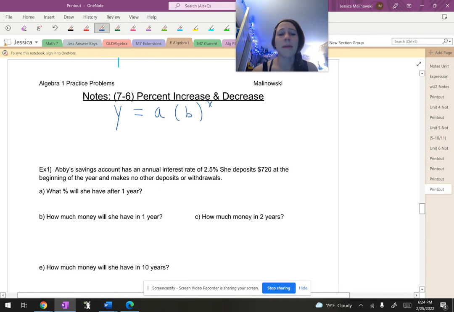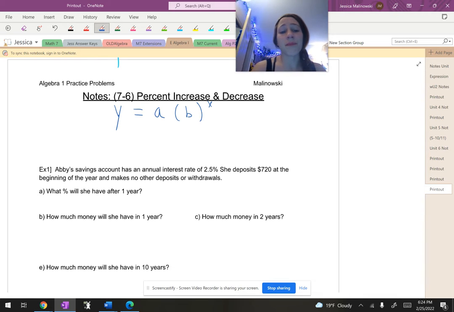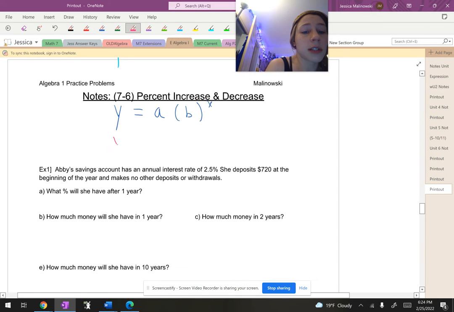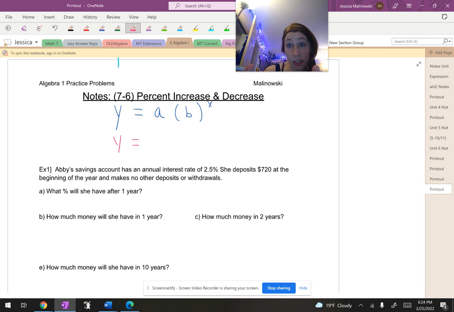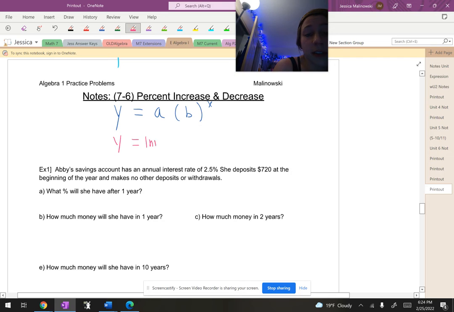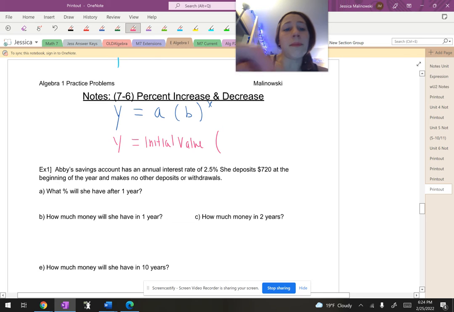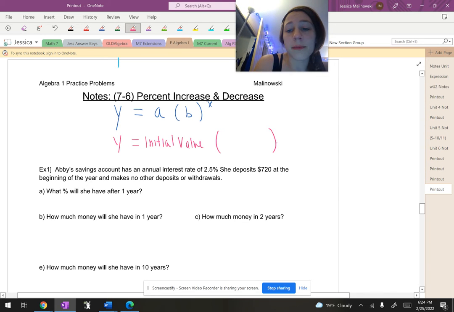And I wrote it spaced out like that because we're going to fit something in underneath it. That's going to be helpful when we're doing percent increases and decreases. So y equals, still keeping y equals. That a value, as you remember from previous, that a value is representing that starting value, that y-intercept, that initial value. So we are just going to replace it, initial value. And then the b, that base, is going to be made up of the following.